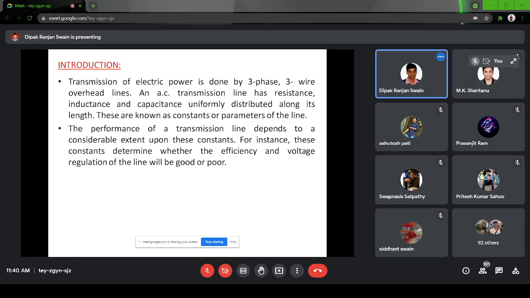So this calculation must be good to get better accuracy. For instance, these constants determine whether the efficiency and voltage regulation of the line will be good or poor. Obviously, you have already learned what is the efficiency and voltage regulation of a system, whether it is an alternator or transformer. So what is the sending end voltage, or the no load voltage, to the full load voltage or on load voltage? What is the difference between those two? That will give you the voltage drop or the voltage regulation. And obviously, as a consumer, we don't want the voltage regulation to be high, because if voltage regulation is high, the voltage available to the consumer will be less.